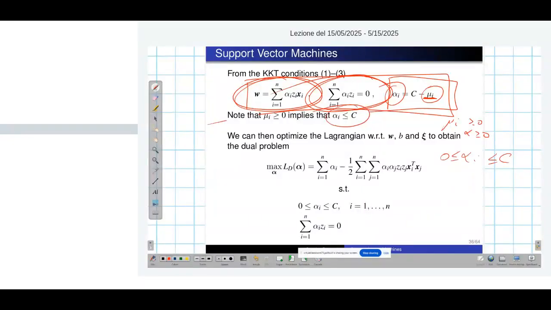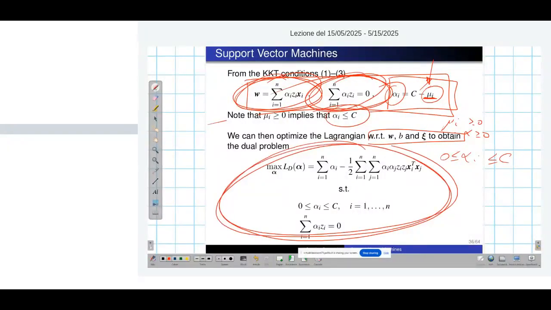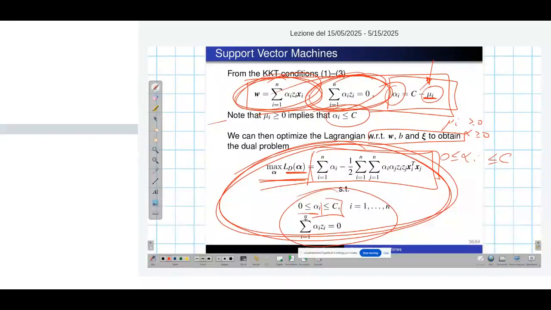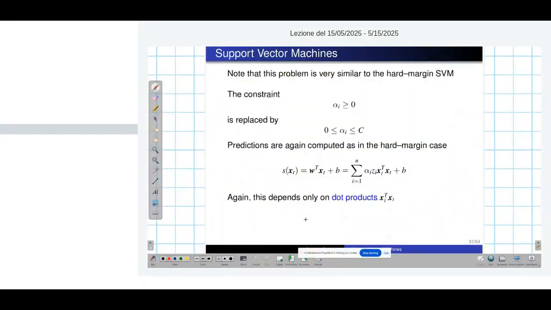As before, and I'm not doing the steps, we can replace these expressions and exploit this to define additional constraints that we need to meet. I'm not going to prove that this is correct, but we can express the objective function in terms of just the alpha as the maximization of the dual objective that looks the same as the one that we had in the linearly separable case. This is the same expression with the same constraints plus the additional constraint that the Lagrange multiplier in this case must be lower or equal than C.